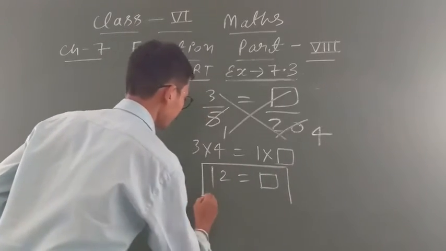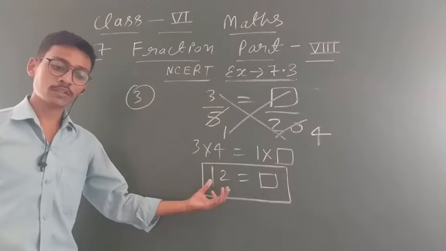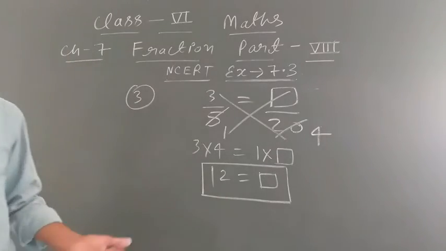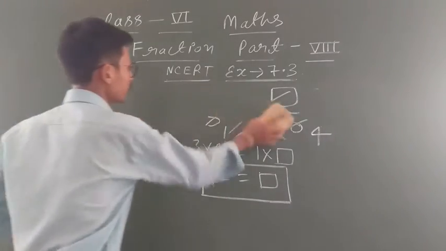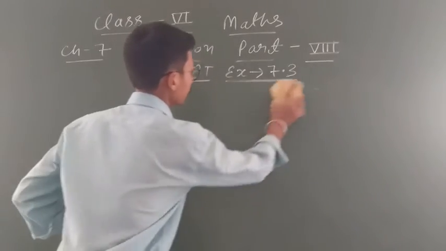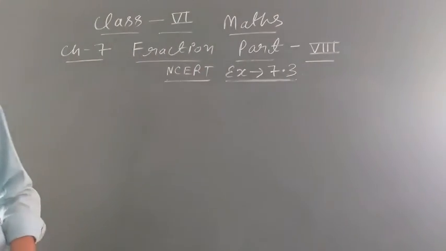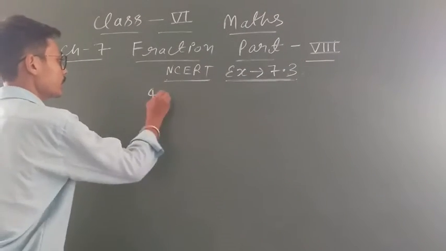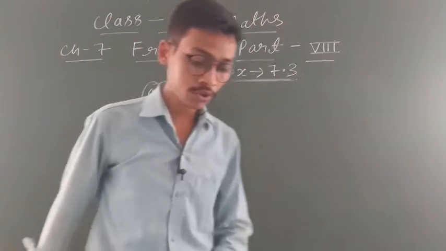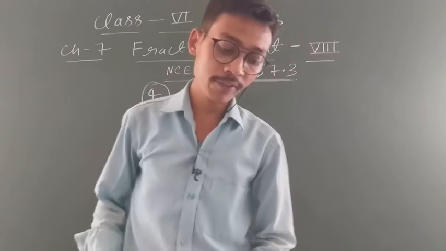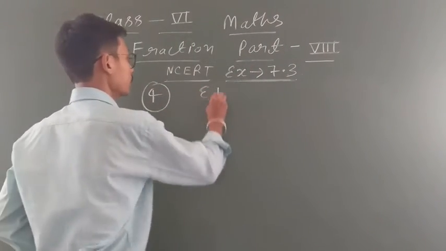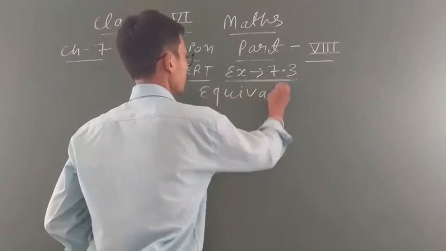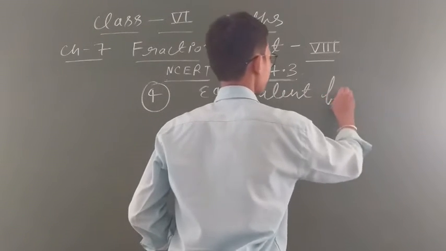So see, student, this is a very easy method. You are able to solve this question based on this very easily. Okay, student. So now this is question number 3. I think now you are able to solve it very correctly and very appropriately. Now the next question. Question number 4. See, student, what is given in question number 4? Find the equivalent fraction of 3 by 5. Equivalent means you know that equivalent fraction.